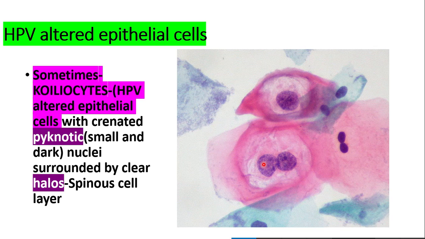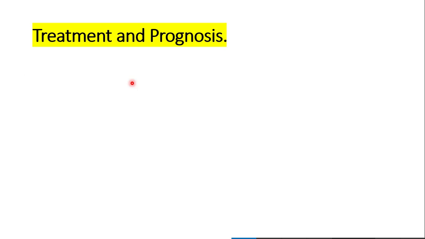So what you see here are small dark nuclei surrounded by a clear halo, and these are seen in the spinous layer of the epithelium. Okay, and this alteration is induced by the human papillomavirus.